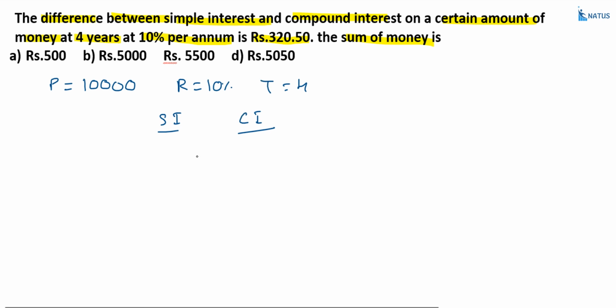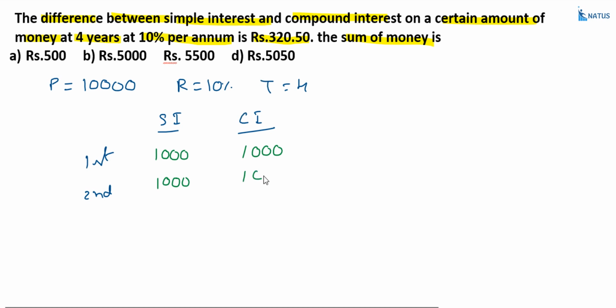Right? Now, for the first year, 10% of 10,000 is equal to 1000 rupees in simple interest. And what is the compound interest? That is also equal to 1000. Come to the second year. What is the second year? 10% of 10,000 is equal to 1000, no change. And what is the compound interest?